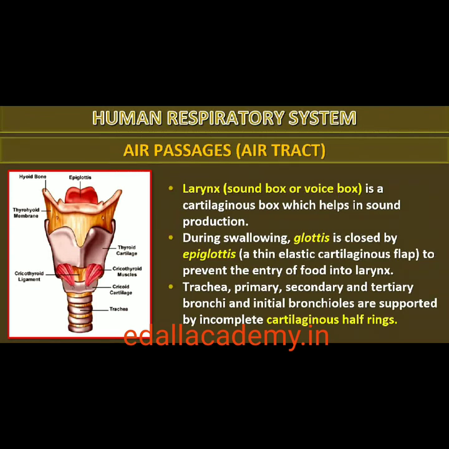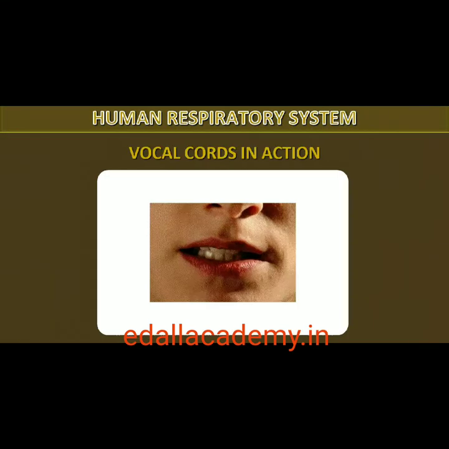During swallowing, glottis can be covered by a thin elastic cartilaginous flap called epiglottis to prevent the entry of food into the larynx. Trachea is a straight tube extending up to the mid-thoracic cavity, which divides at the level of fifth thoracic vertebra into a right and left primary bronchi. Each bronchus undergoes repeated divisions to form the secondary and tertiary bronchi and bronchioles, ending up in very thin terminal bronchioles. The trachea, primary, secondary and tertiary bronchi, and initial bronchioles are supported by incomplete cartilaginous rings.